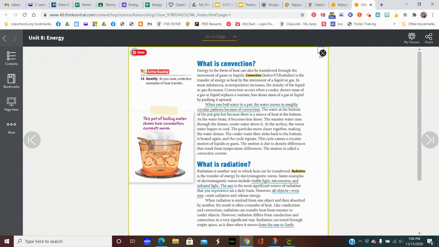So we can see here, this nice glass pot shows the water down here is getting really hot. So the particles are expanding and getting further apart, making it lighter. So it moves up to the top. Then it cools off and gets heavier, gets more dense. So it falls back to the bottom, warms up again, spreads out, gets lighter, goes to the top, cools off, goes back to the bottom. So that's how that convection works.